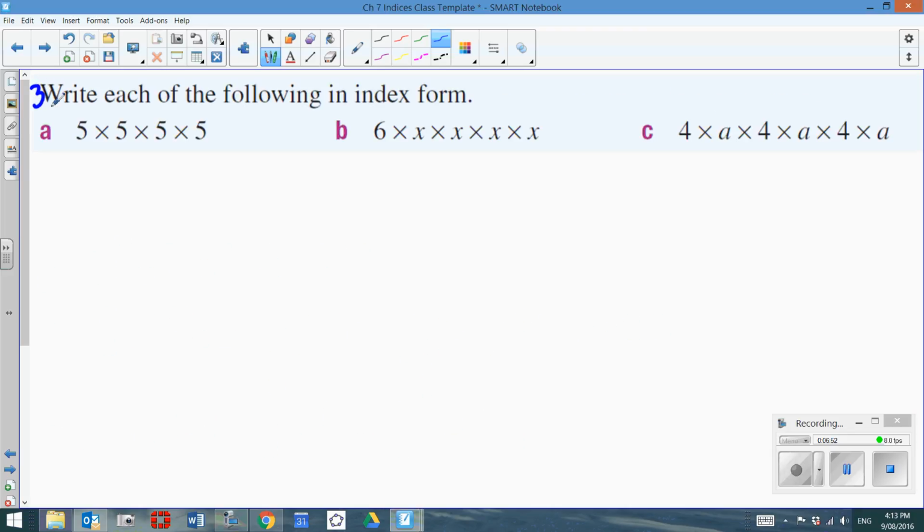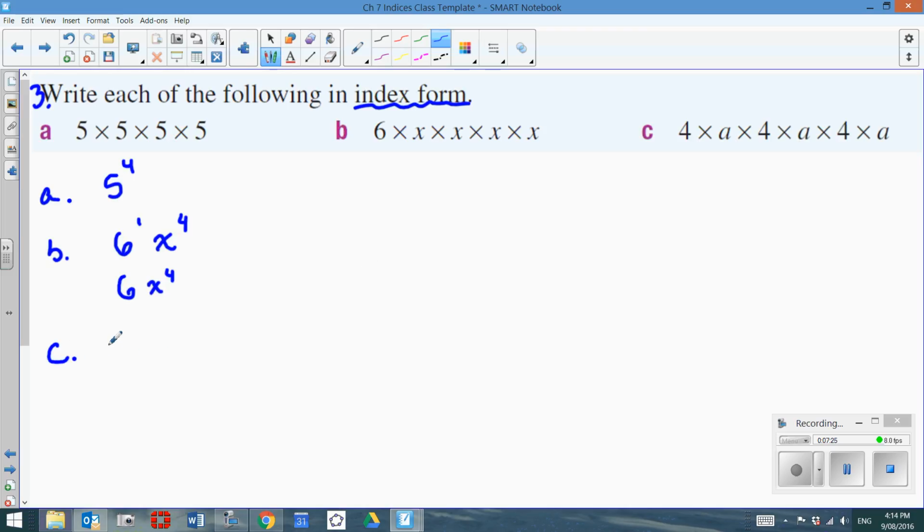Our last example is going to go backwards into index form. So you're given expanded form, and I want to write it in index form. 5 is our base, and then I just count how many times I repeat the 5, and that becomes our index. In part B, I have 6 as a base, and I only have one of them. And I have x as a base, and I have 1, 2, 3, 4 of them. So 6x to the 4th is how I would write my answer.